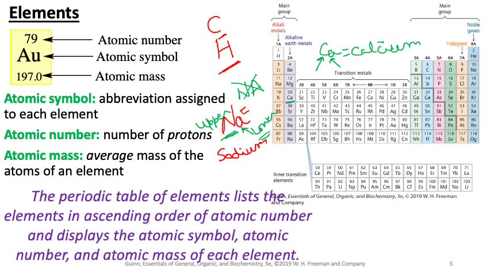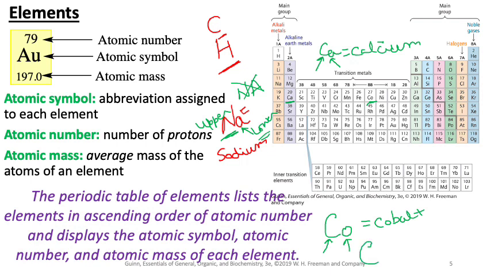One more example is if you have Co. The first letter symbol is uppercase and the second letter is lowercase, so this is cobalt, one of the elements over here. This is your cobalt, Co.